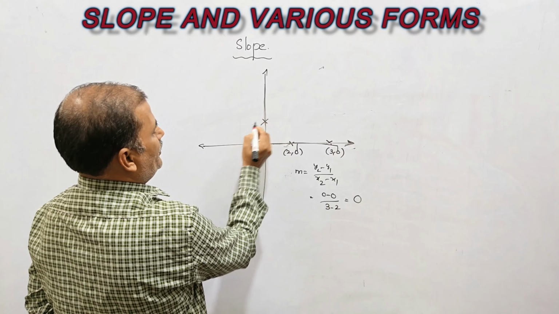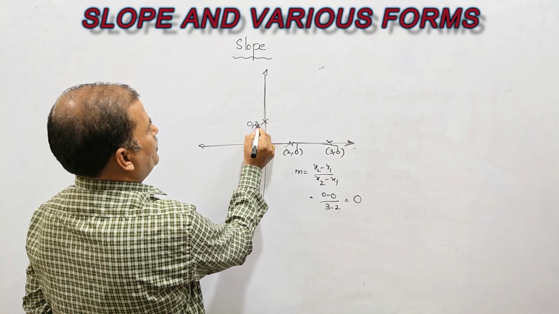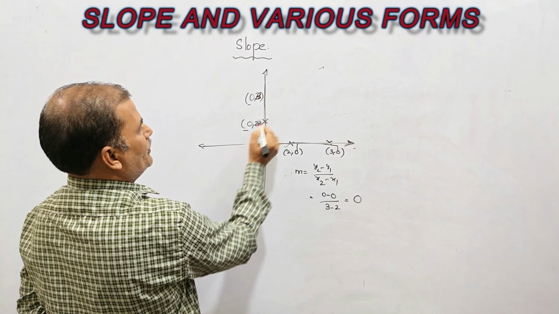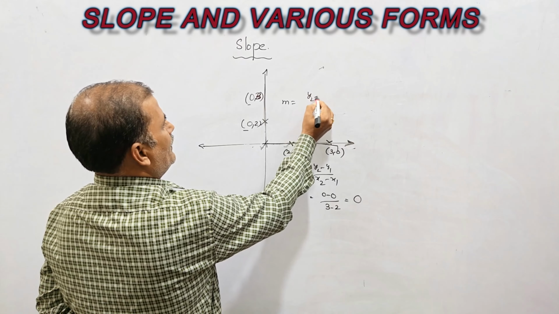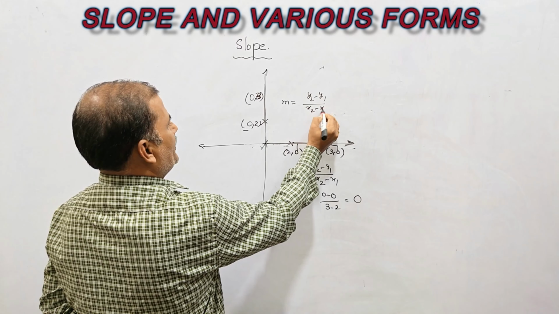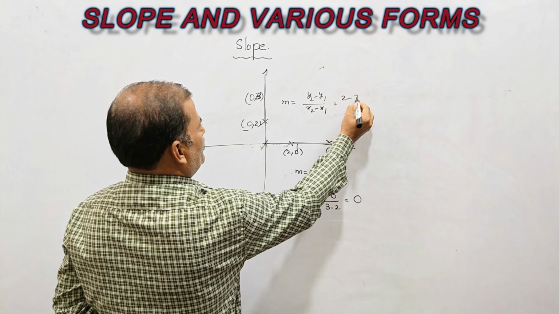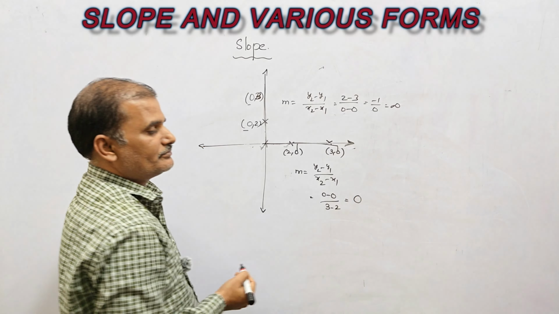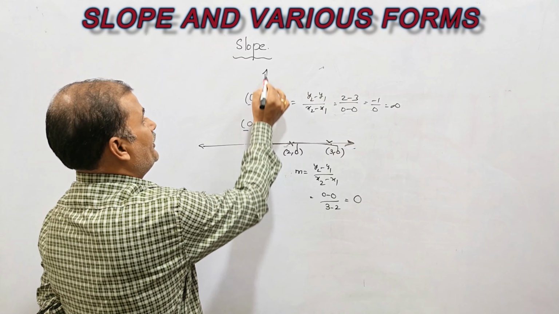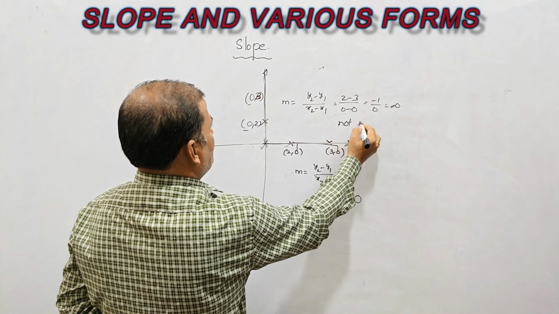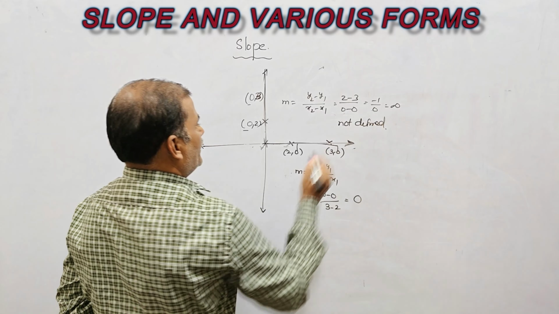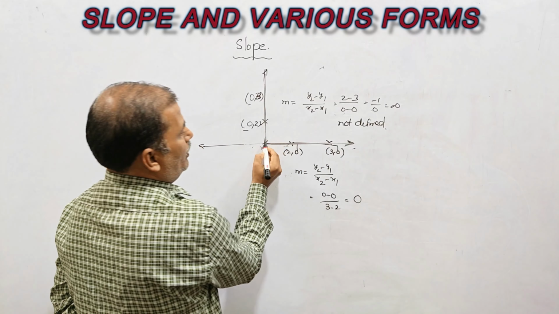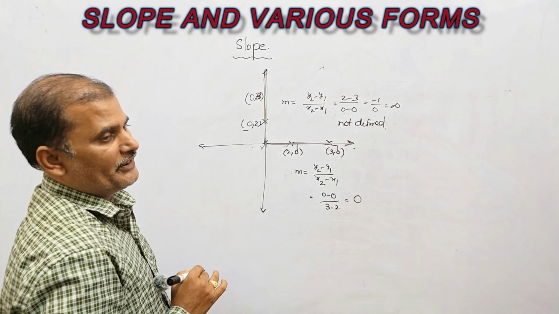Now, the slope of the y-axis. If you take any 2 points on the y-axis, 0 comma 2 and 0 comma 3, because on the y-axis x is 0. Now apply the same notation here: y2 minus y1 by x2 minus x1 is equal to 2 minus 3 by 0 minus 0, that is minus 1 by 0, it is infinity. Therefore, the slope of the y-axis is infinity, not defined. Now, 2 points we obtained from this: the slope of the x-axis is 0, and the slope of the y-axis is not defined, that is undefined.